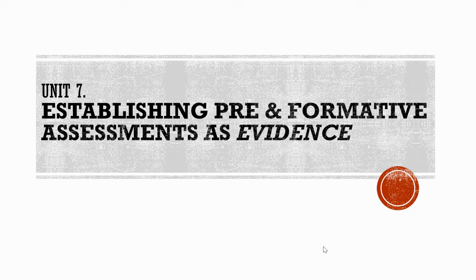Stage 2 is at the heart of Understanding by Design, as it calls upon us to clarify the student evidence we will elicit to determine if they have achieved the learning goals we set out for in the unit of study. In Unit 7, as we establish pre-informative assessments as evidence, it is the spirit of the UBD Stage 2 that we embrace.